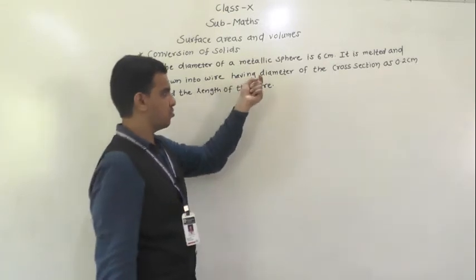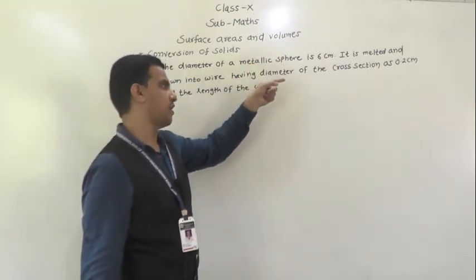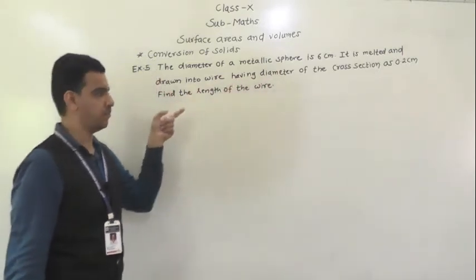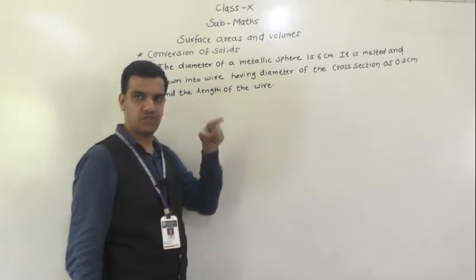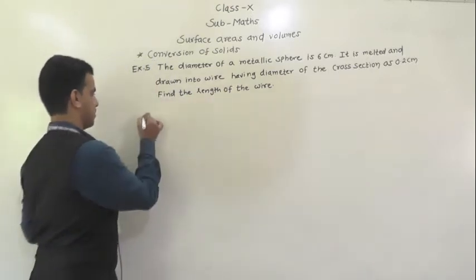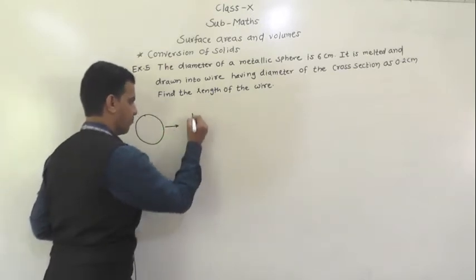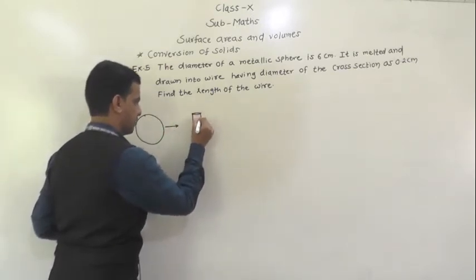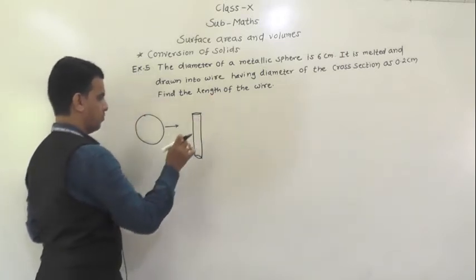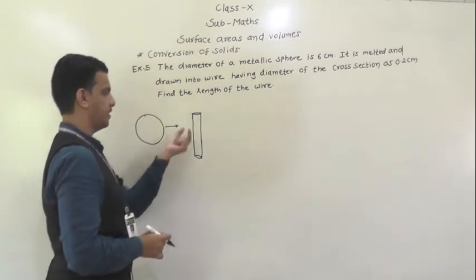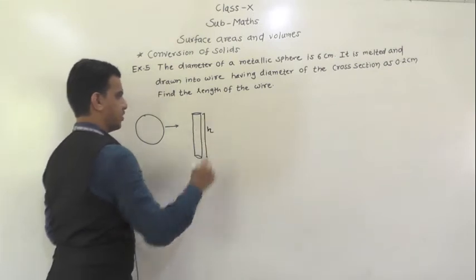The sphere we have to convert into a wire. A wire has a cylindrical shape, and the length of the wire means the height of the cylinder. This is the sphere, and this sphere is melted into a wire. This is the wire. The diameter of the wire is given as 0.2. We have to find the length of the wire, which here means the height, so this h we have to find.